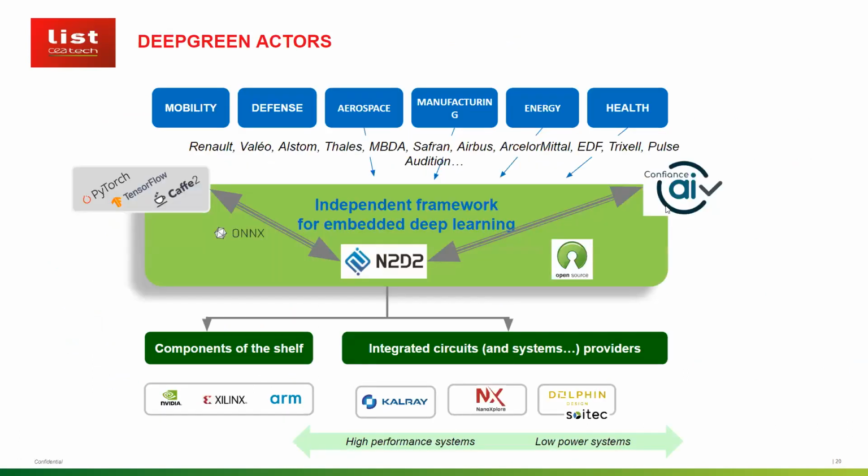we can see a bit more of the actors which responded to our call. They come from different areas like mobility, defense, aerospace, manufacturing, energy and health. In the middle we have the N2D2 framework, which I just presented. And at the end we would have different suppliers of IPs, like components off the shelf or integrated circuit providers, both for high performance systems and also for lower power systems. We can move to the next slide.